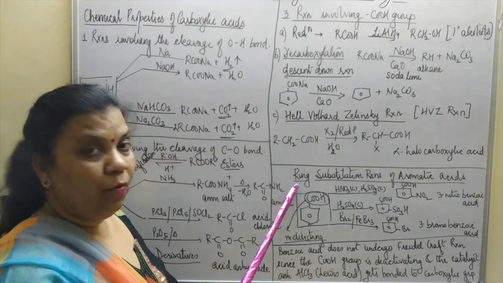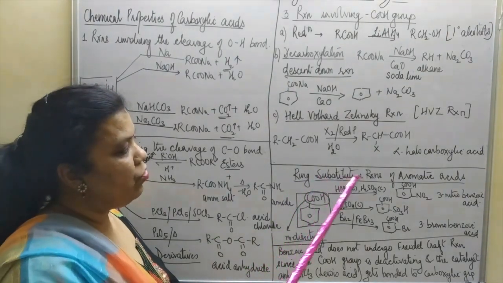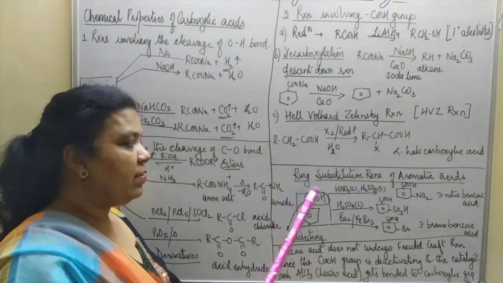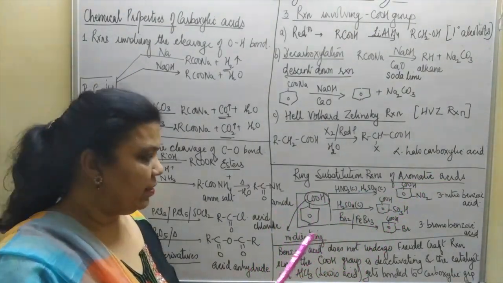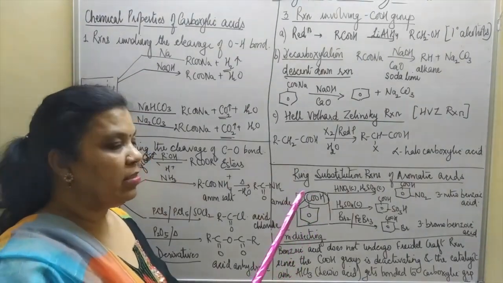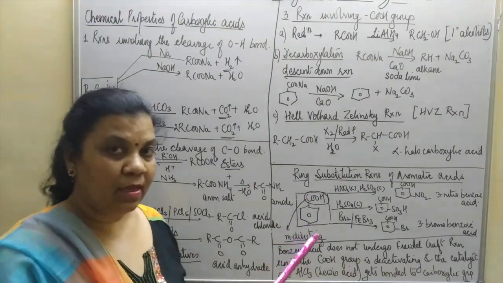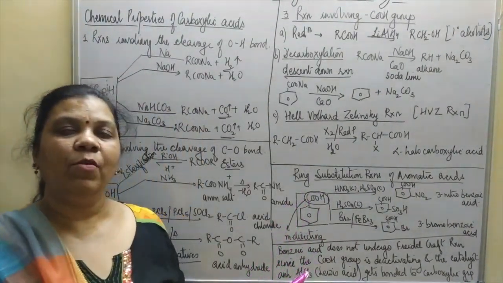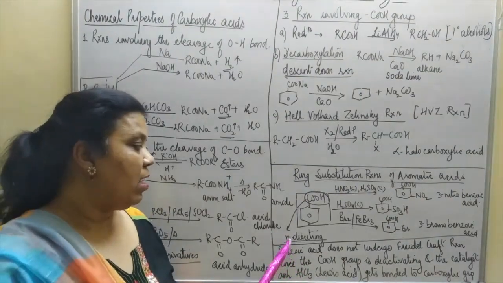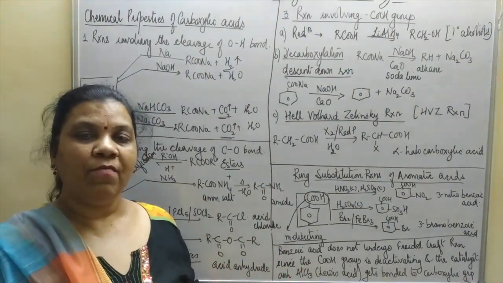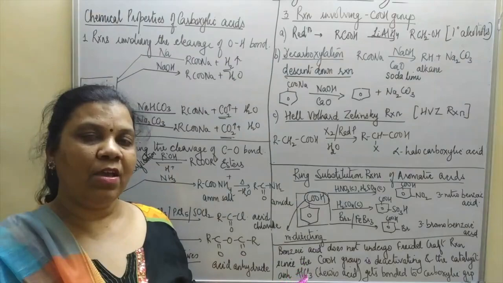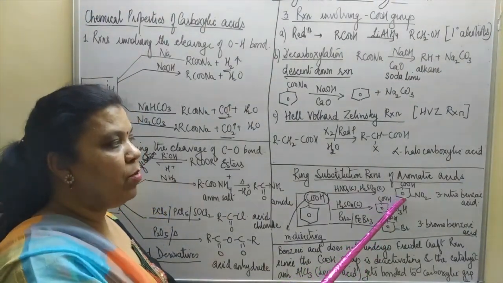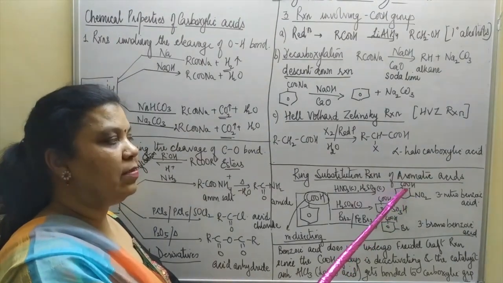Now we come to the concluding part of the chapter, ring substitution or electrophilic substitution reactions of aromatic acids. For example, if we see the ring substitution reactions of benzoic acid, we have to keep in mind that the directing influence of the COOH group is that it is meta-directing. That means whatever electrophile of the reagent will attach at the meta position, resulting in the formation of a meta-substituted acid derivative.